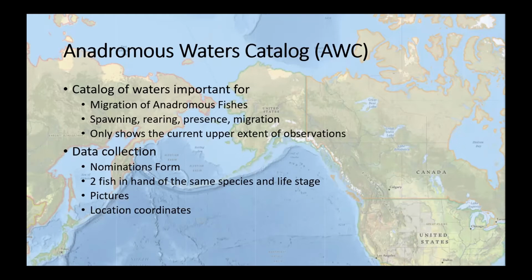The data collected that populates the AWC requires the submittal of a nominations form, and I'll show you how to get to that in a minute. And you need 2 fish in hand of the same species at the same life stage, because you need 2 of the same species for a population. And also because if you see spawning pinks at one time of the year, you may not see the juvenile coho. So there can also be renominations for the same area. And the 2 fish in hand is not literal. If there's spawning adults, the pictures are great.